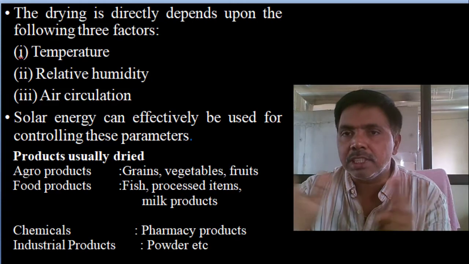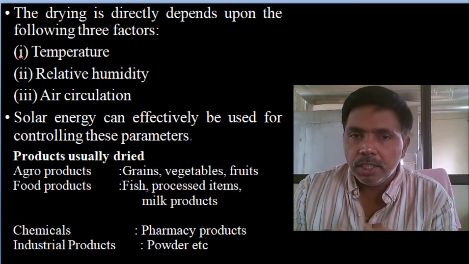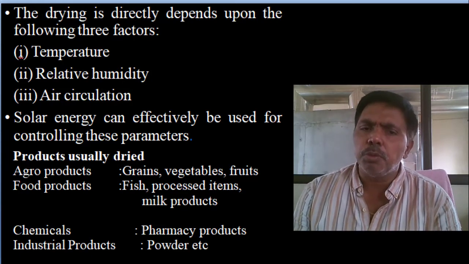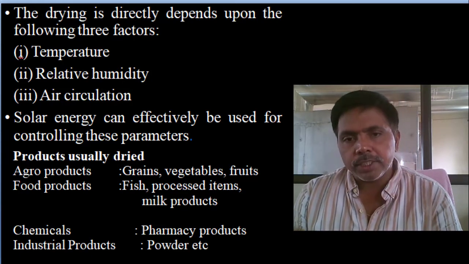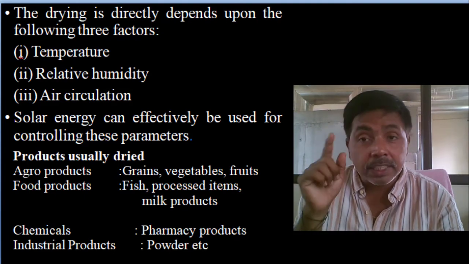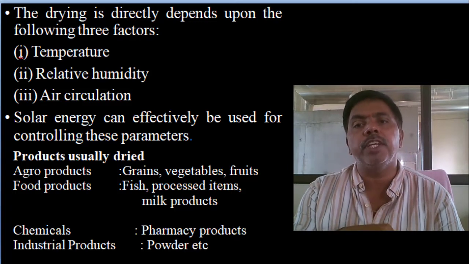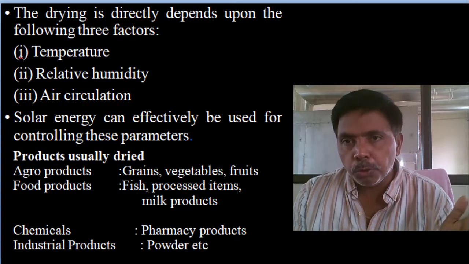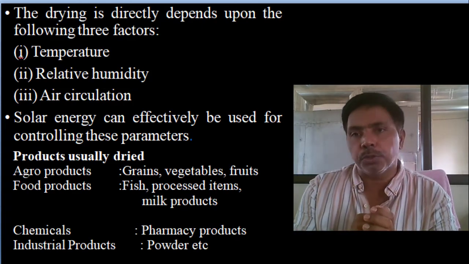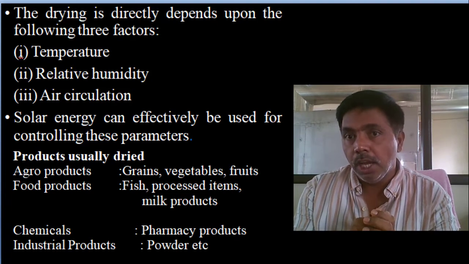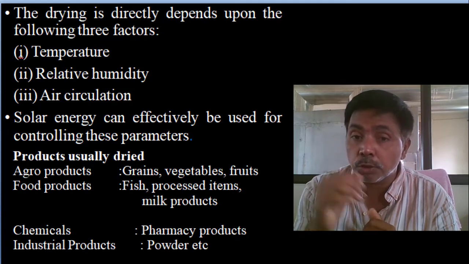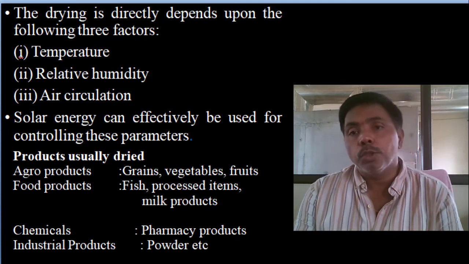So there is no fixed dryer. Next, what types of products can we dry? Grains, vegetables, fruits, food products, fish, and processed milk products can be dried by solar drying. In the chemical industry also, for waste disposal, if we are able to remove the moisture, the disposal load can be drastically reduced. That is very important. Removal of chemicals from the waste of the chemical industry is also one of the best options for solar drying.